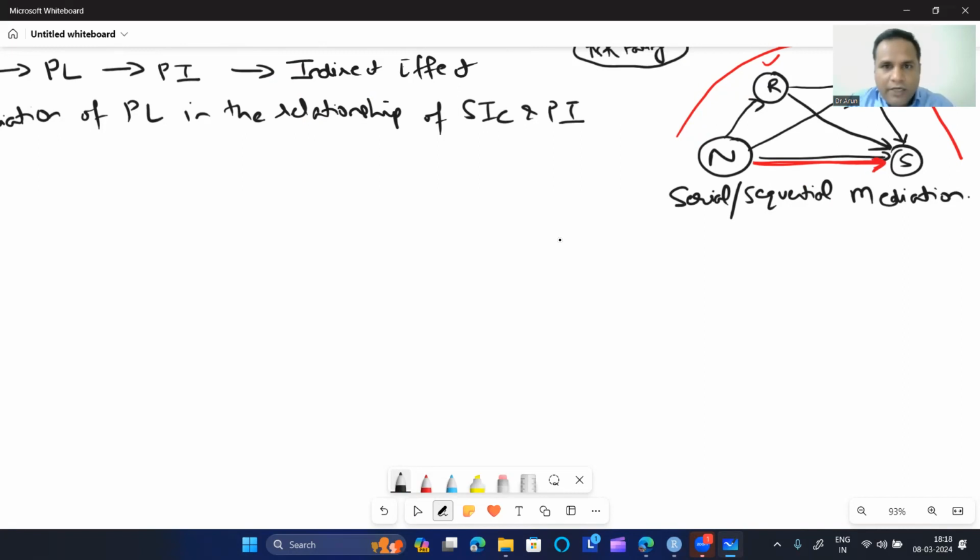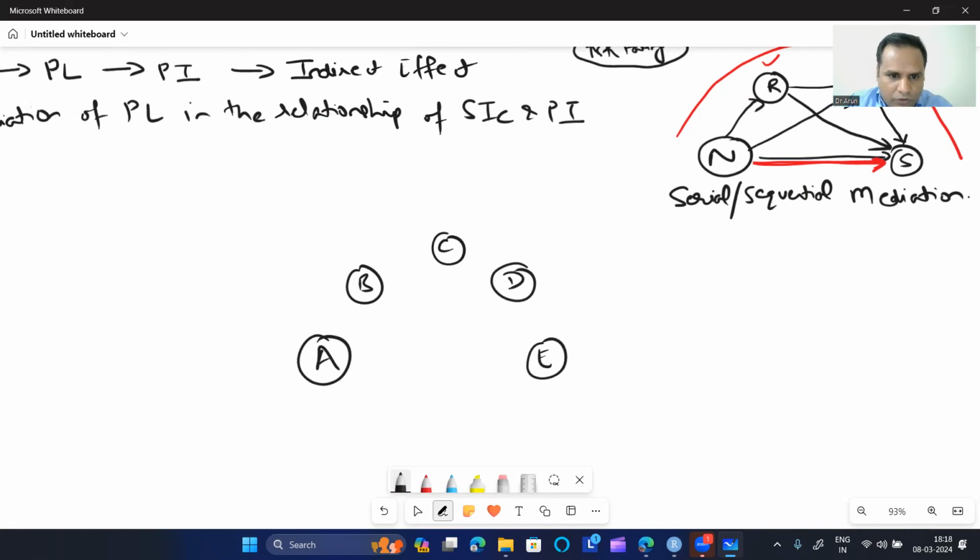Now, if you read Professor Hayes' PROCESS macro and all the templates that he has given, and by the way, he has also come out with an interesting book. So Professor Hayes also talks about one more model. He says A leads to B, B leads to C, C leads to D, and D leads to E. So he talks about three mediators.